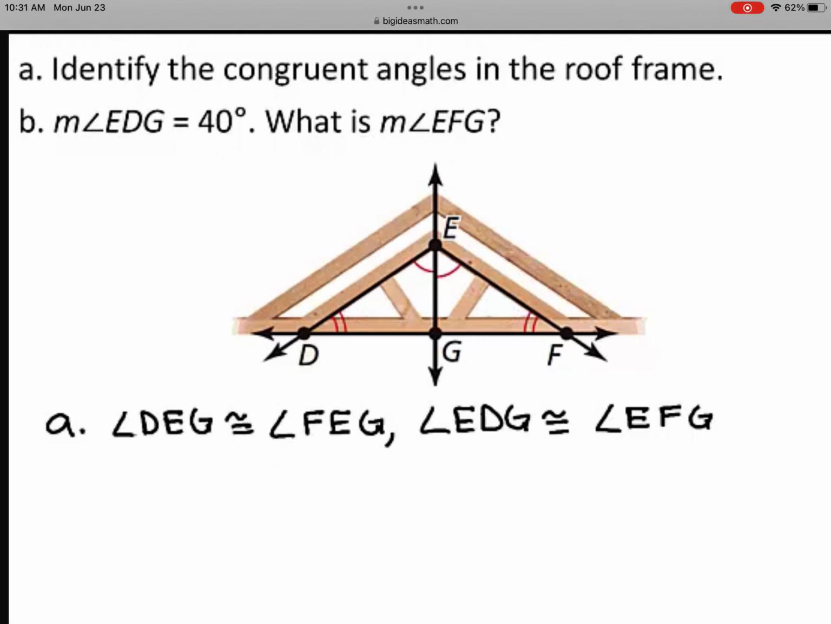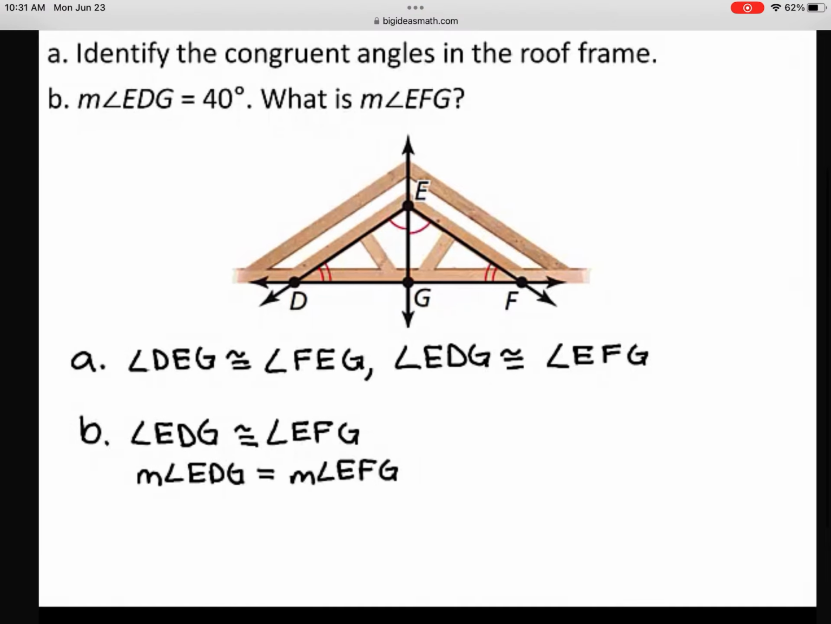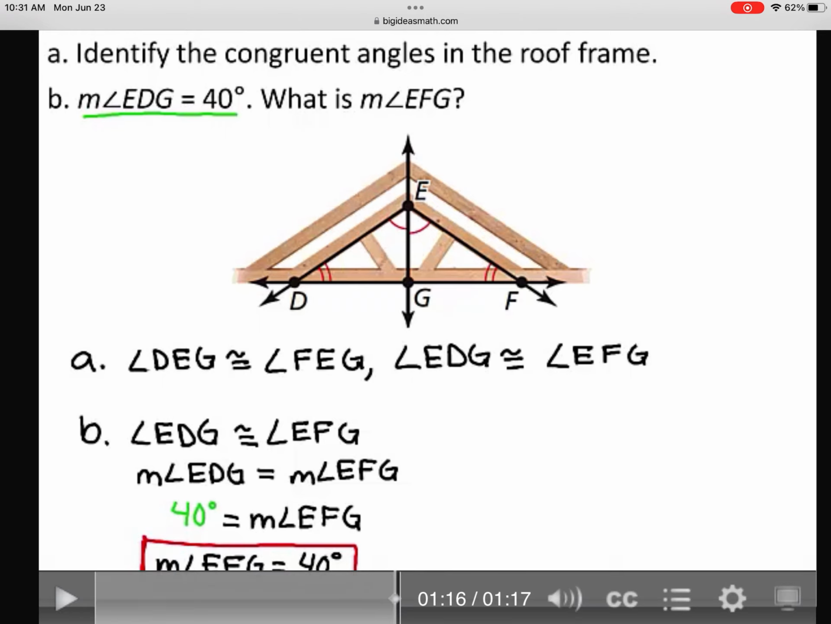Next, in part B, you are asked to find the measure of angle EFG. From the diagram and from part A, you know that angle EDG is congruent to angle EFG. So, by the definition of congruent angles, the measure of angle EDG equals the measure of angle EFG. You are told that the measure of angle EDG is 40 degrees. Therefore, the measure of angle EFG is 40 degrees as well.